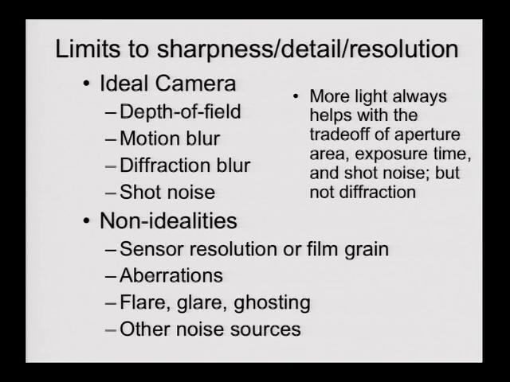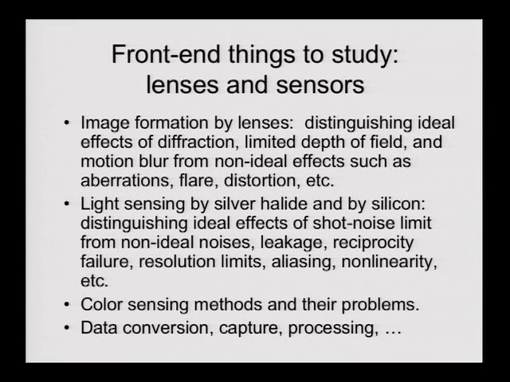So we have to understand all those kinds of things. So in the front end of the camera, we want to study lenses and sensors. That's where all these effects of light come in. We need to understand image formation by lenses, the limited depth of field, the motion blur, aberrations, flare, distortion. We need to understand the light sensing by silver halide and by silicon. We're probably not so interested in film anymore, so we'll focus on silicon. Distinguishing the ideal effects of shot noise in sensors from non-ideal effects, resolution limits, aliasing, nonlinearities, and so forth.